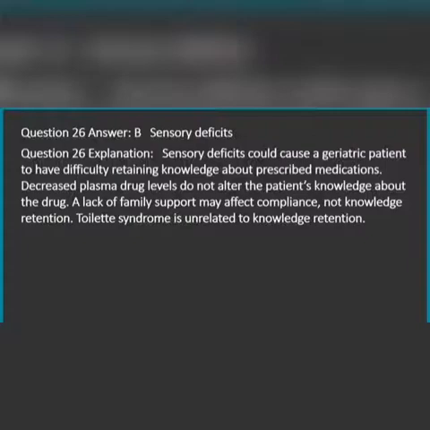Question 26 Explanation: Sensory deficits could cause a geriatric patient to have difficulty retaining knowledge about prescribed medications. Decreased plasma drug levels do not alter the patient's knowledge about the drug. A lack of family support may affect compliance, not knowledge retention. Tourette syndrome is unrelated to knowledge retention.